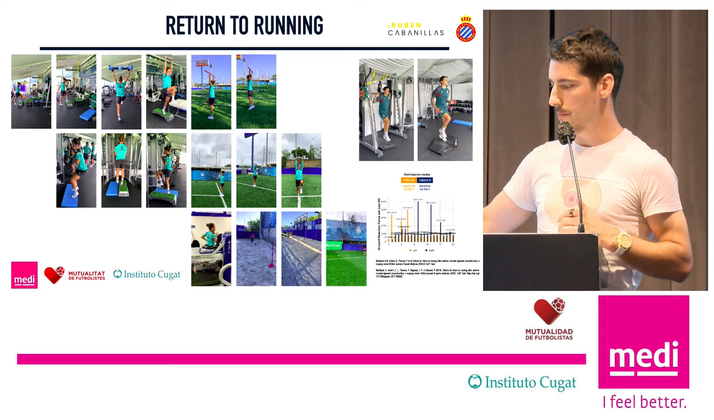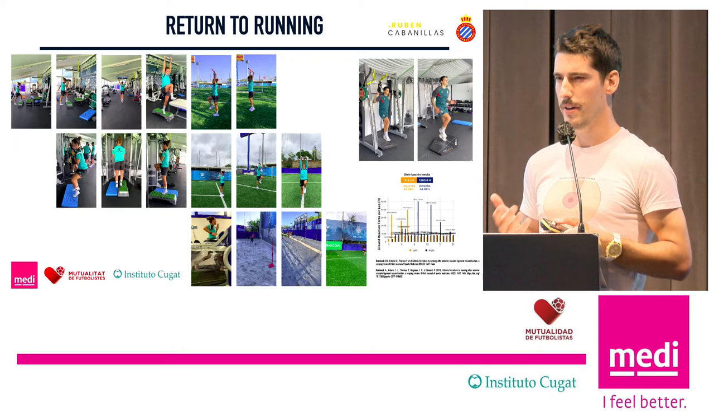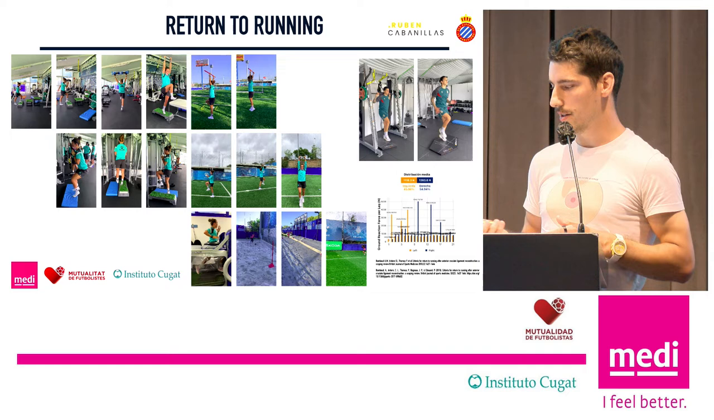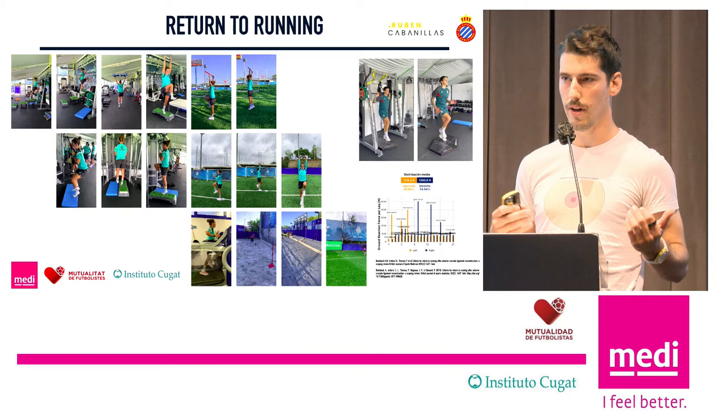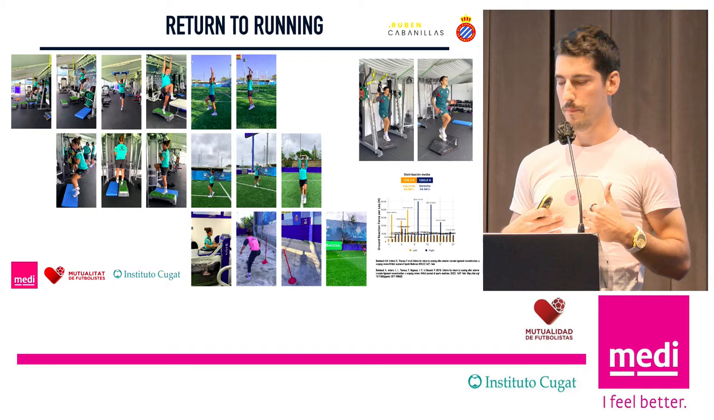In the part on my right, I show you my way of assessing if the athlete is prepared to run. In this case, with force platforms, some exercises on the field, a skipping exercise, and I see if the ground reaction force, the force production, are similar in one leg and the other. If I start running with some bad biomechanics, probably we have problems in the future.